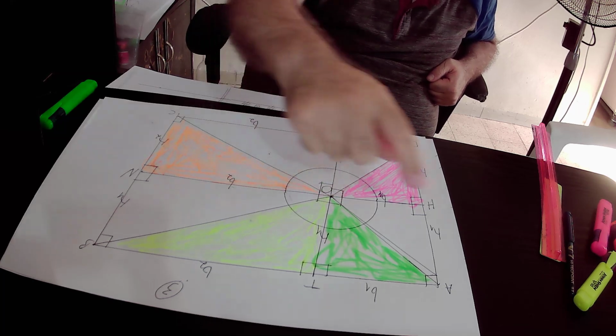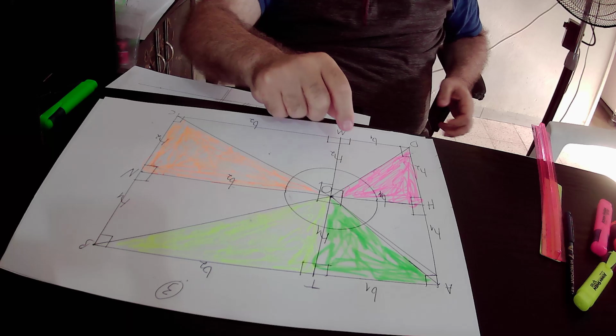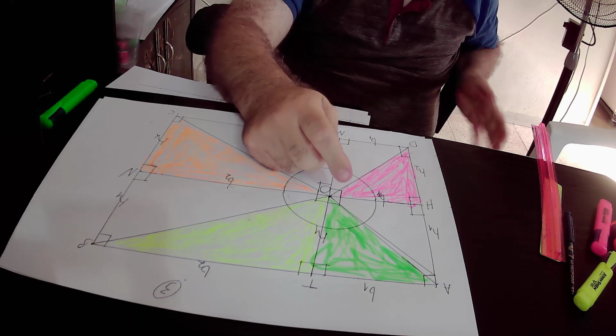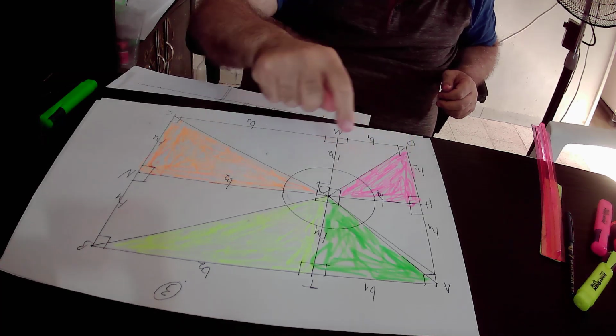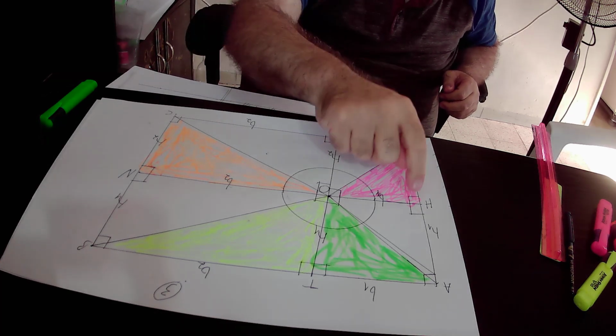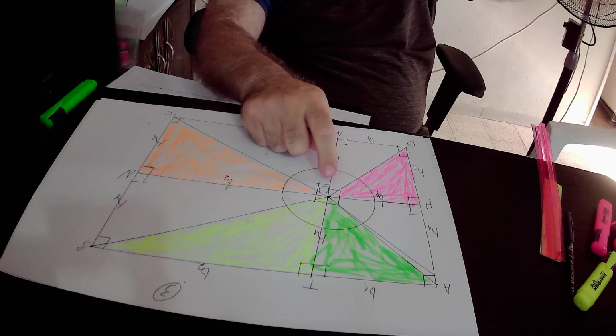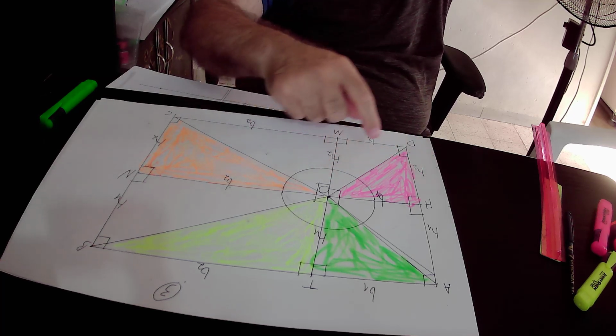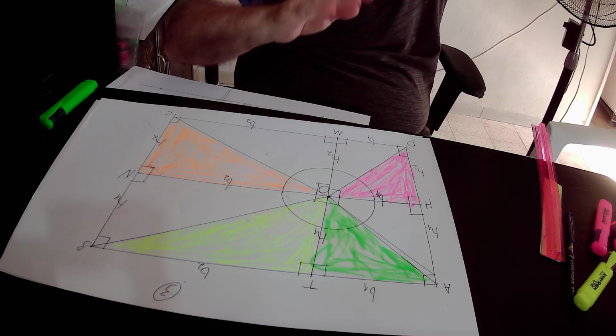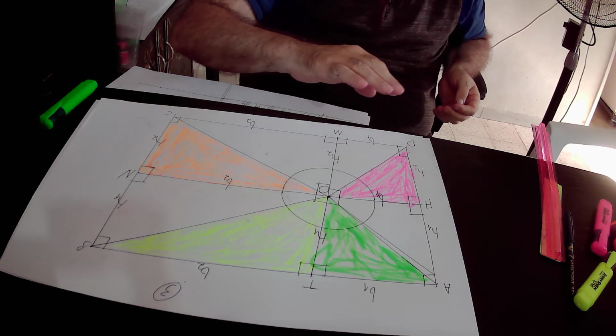So in quadrilateral ATHO, we have four right angles. Therefore, quadrilateral ATHO is a rectangle. Likewise, in quadrilateral HODM, we have three right angles. Therefore, the fourth angle must also be 90 degrees. Therefore, quadrilateral HODM, that has four right angles, is a rectangle.